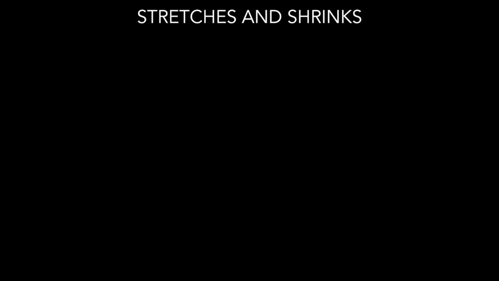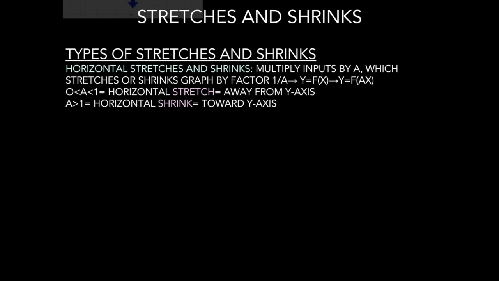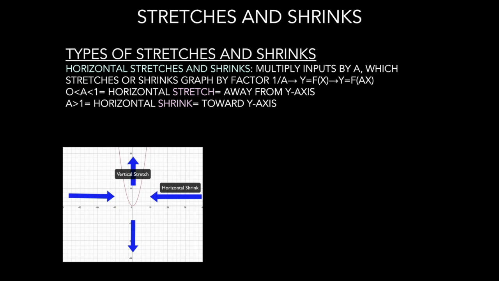There are two types of stretches and shrinks, horizontal and vertical. Horizontal stretches and shrinks multiply inputs by the variable a, which stretches or shrinks the graph by a factor of 1 over a. The function of a horizontal stretch or shrink is y equals f of a times x. When a is between 0 and 1, it is a horizontal stretch, which moves it away from the y-axis. If a is greater than 1, it is a horizontal shrink, which moves it toward the y-axis.